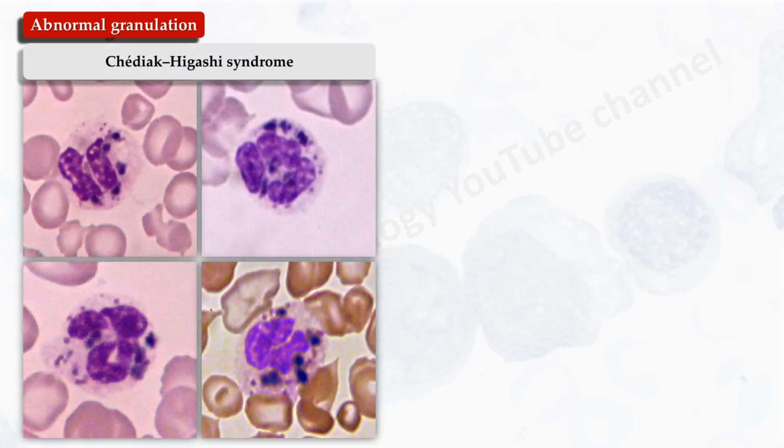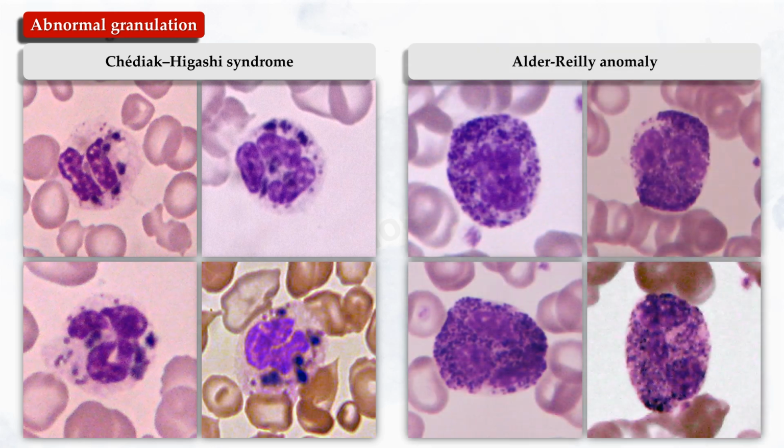Abnormal neutrophil granulation is seen in a number of inherited conditions including the Chediak-Higashi syndrome and the heterogeneous group of conditions giving rise to the Alder-Reilly anomaly. In Chediak-Higashi syndrome, the abnormal granules are quite variable in their staining characteristics. In Alder-Reilly anomaly, the abnormal neutrophils may have heavy granulation resembling toxic granulation, or there may be large, clearly abnormal granules.